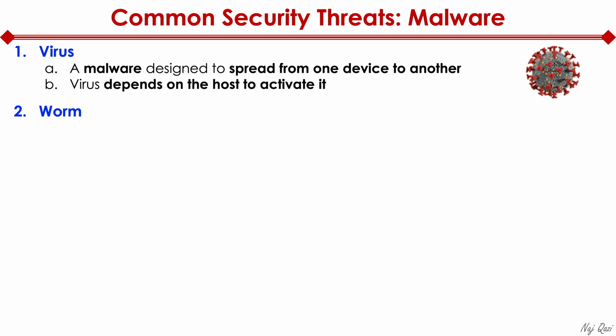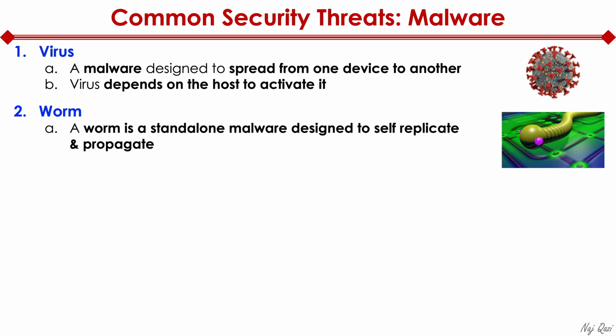The other type of malware is called a worm. That's a nasty one. A worm is a standalone malware designed to self-replicate and propagate. It's activated independently on its own. Now the difference is, in contrast to a virus, a worm completely independently activates itself without any human intervention. So it makes it very, very scary.